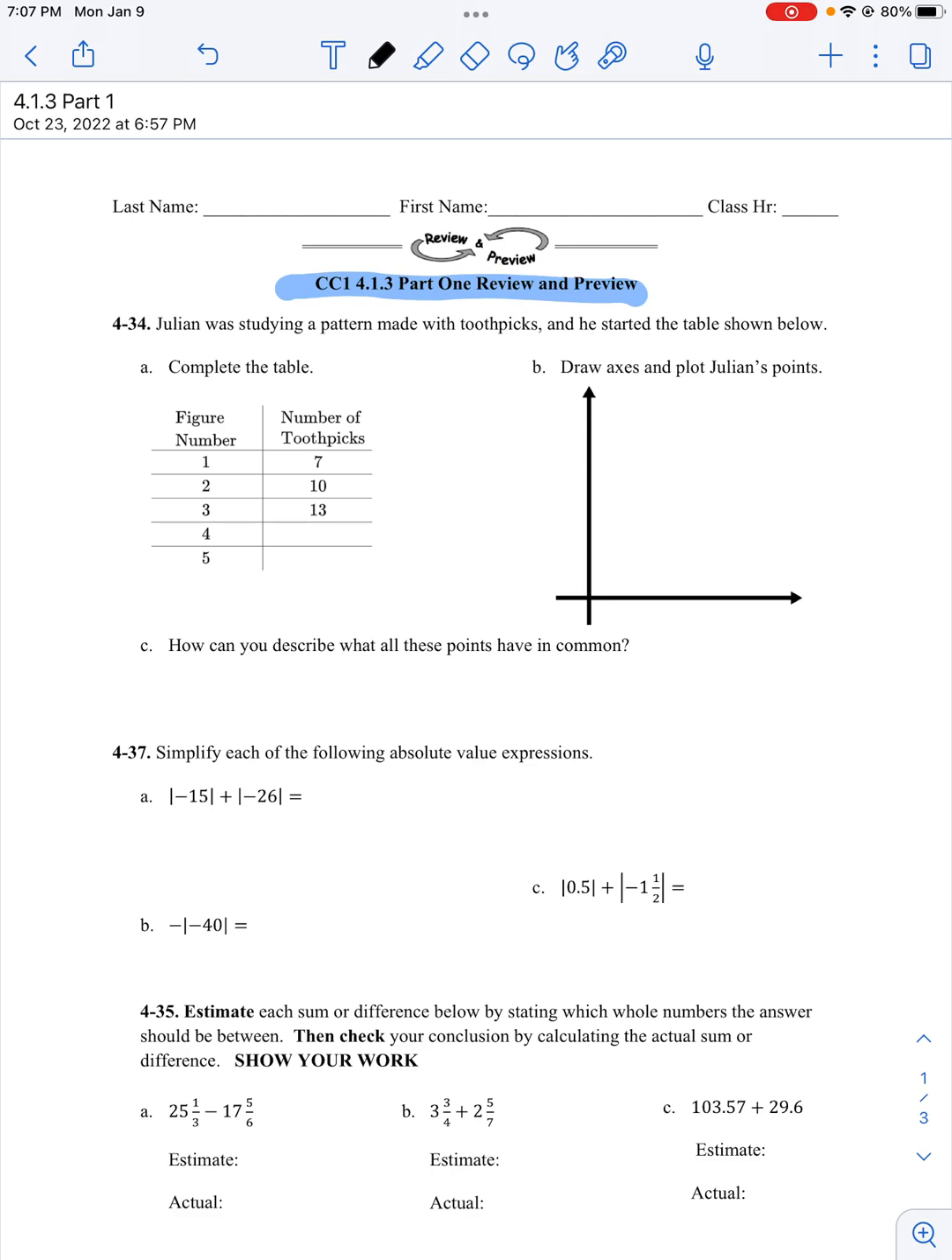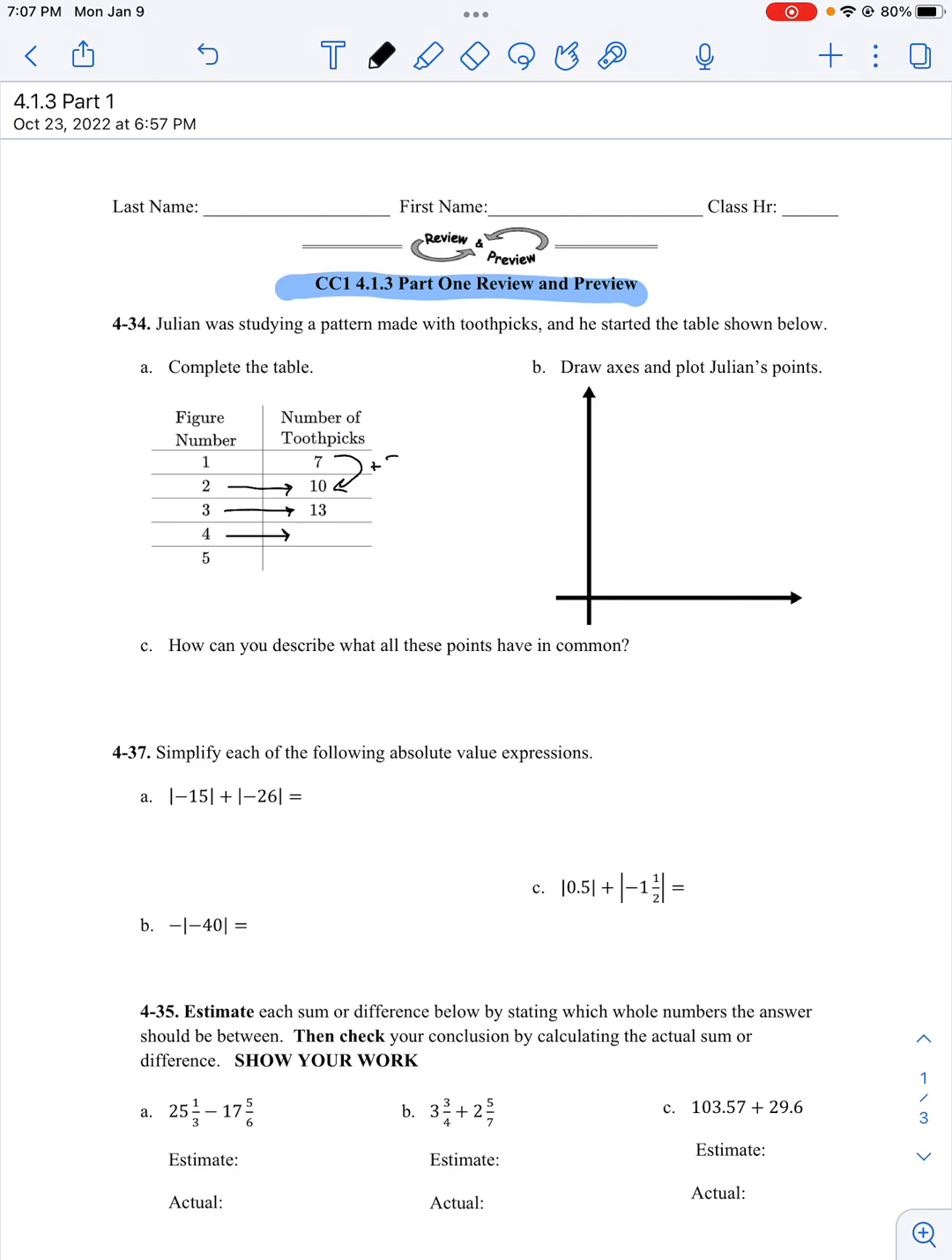And 34 says, Julian was studying a pattern made with toothpicks, and he started the table shown below. Part A, we need to complete the table. So for figure number 1, I have 7 toothpicks. For figure number 2, there are 10 toothpicks. For figure 3, there's 13 toothpicks. For figure 4, we have to figure out how many toothpicks there are.